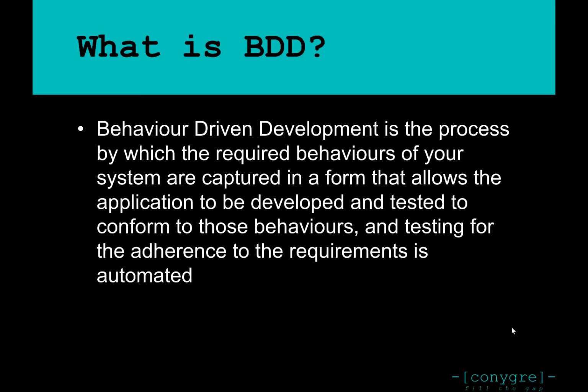So, starting off, what is behaviour-driven development? It's essentially a process by which you specify the required behaviours of your system in a form that allows an application to be developed and tested to conform to those behaviours. And testing for the adherence to these requirements is then automated. So, in other words, you capture your requirements in a textual form, and then that textual form can also become your tests, which can then be run in an automatic way. Okay, so we'll see an example as we go through.